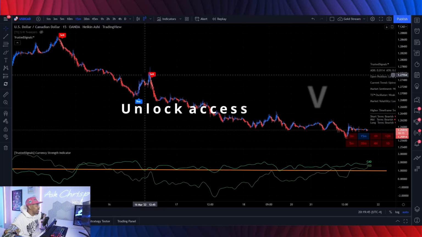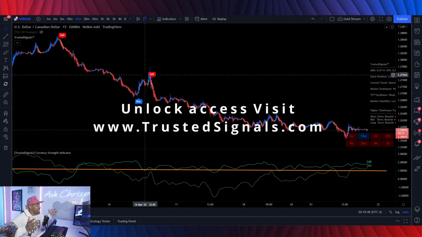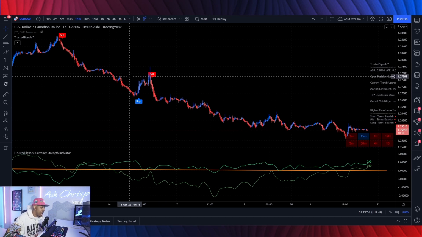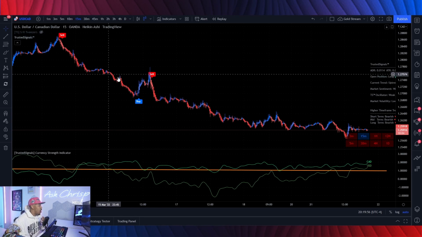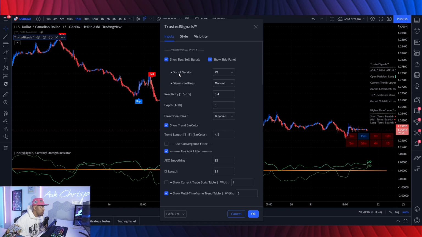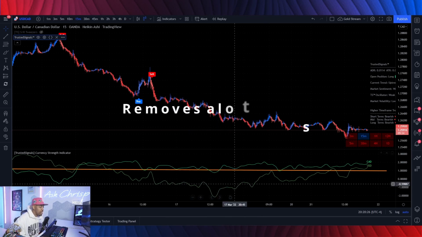Alrighty, so as you guys can see here right now, I have US and Canadian dollar on the 15-minute. This is something that I've been actually testing out. As you can see, we have Trusted Signals open on pretty good settings. We have the ADX filter on. We have script version V1, all right? As you know, there's V1 and V2, and as far as the signal settings, we have it on manual, plus we have reactivity on 3.4 and depth on 3. So if you want to get these same settings, you can go ahead and put this in, and these settings work very well. And of course, you want to make sure that you use the ADX filter to basically give you better trades, all right?